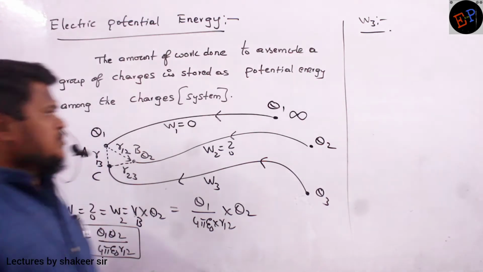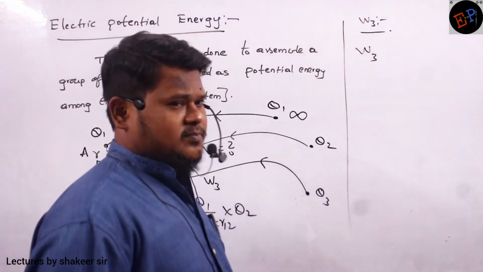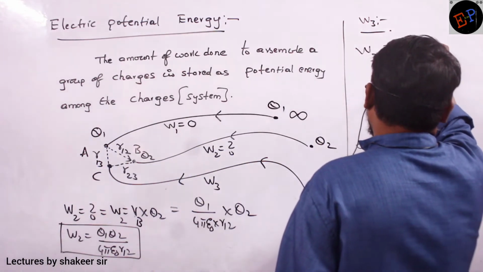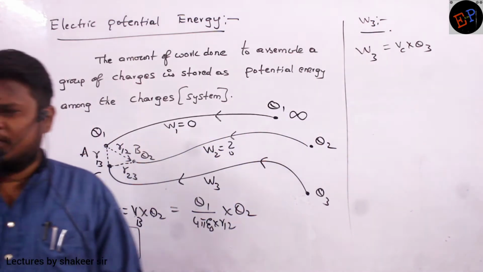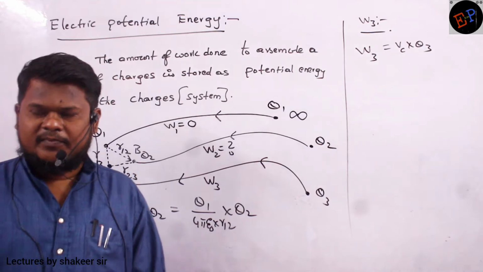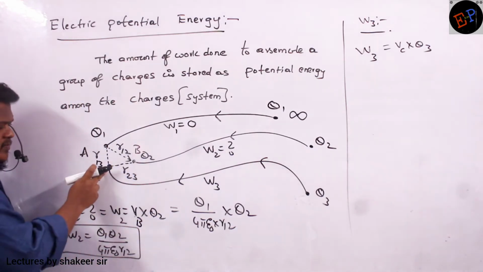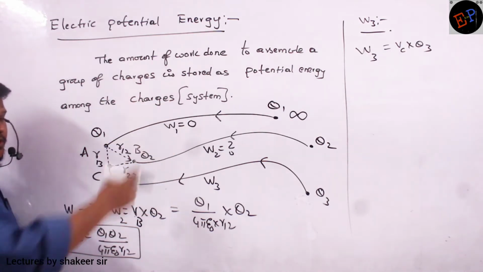So, work done to shift the third charge is nothing but the potential at point C multiplied by the charge which you are moving. That's all. The work done formula is potential into charge. I am shifting to point C, so potential at point C multiplied by the charge which you are moving. That is the work done.